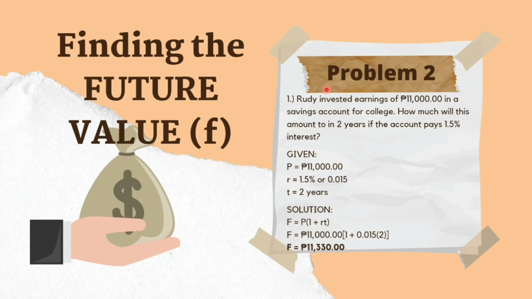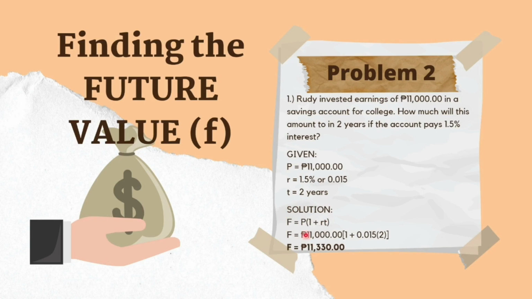Next, we have here problem or question number 2. Rudy invested earnings of 11,000 pesos in a savings account for college. How much will this amount to in 2 years if the account pays 1.5% interest? We have here the given principal of 11,000 pesos, the given rate of 1.5%, or when divided by 100 would equal 0.015, and the given time of 2 years.